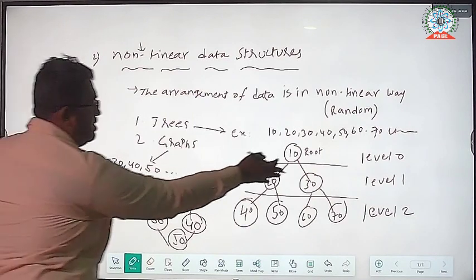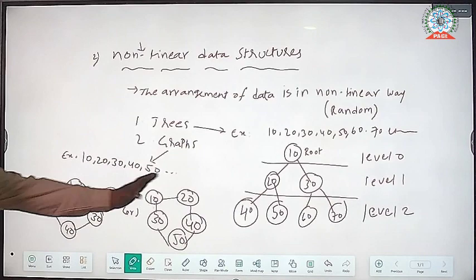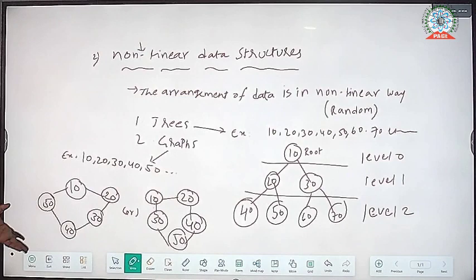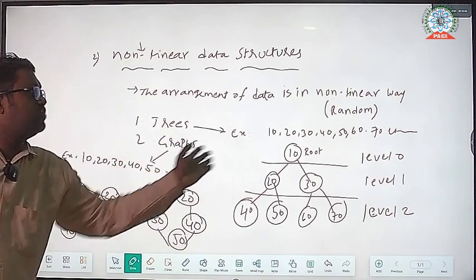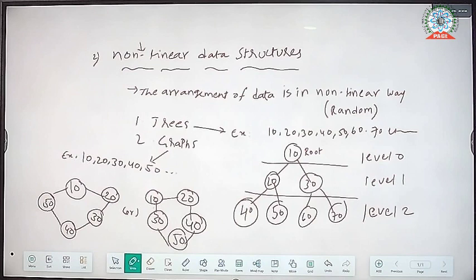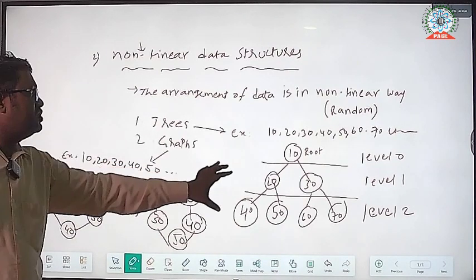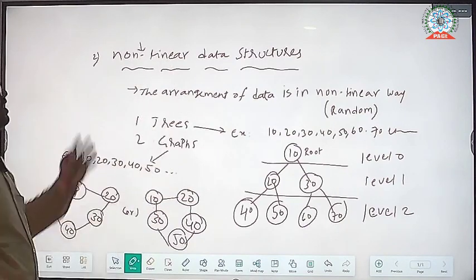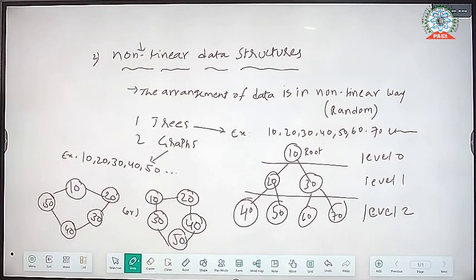So if you see this tree as well as graph data structures, the arrangement of data should be in a random way. There is no specific sequential order. In tree data structures we arrange in levels, but here the arrangement of data should be in a random way. There is no specific order, no specific level of arrangement. Okay, in this way the data is arranged in nonlinear data structures. So that's why we call trees as well as graphs nonlinear data structures.